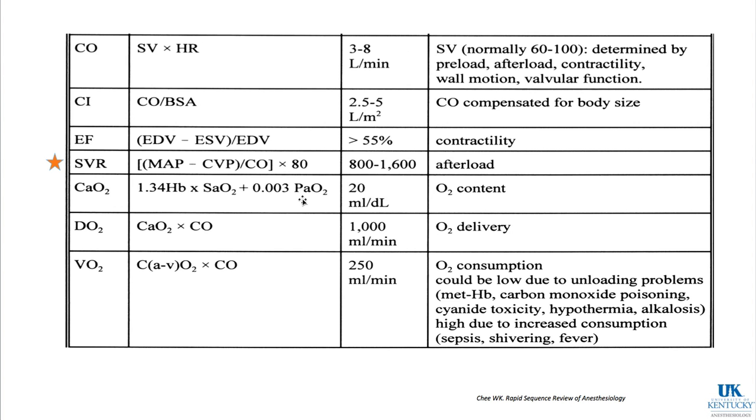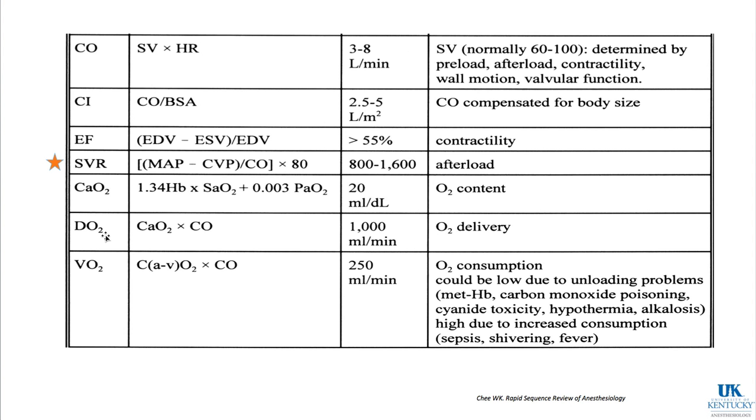So obviously the content is mainly made up of oxygen bound to hemoglobin, and hemoglobin has one of the biggest effects on content measurements. And it normally is about 20 mils of oxygen per each 100 mils of blood. So in each liter of blood, there's approximately 200 mils of oxygen.